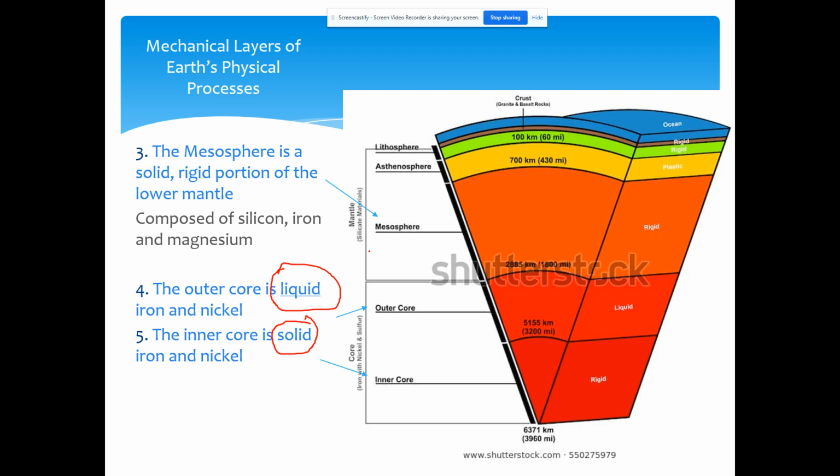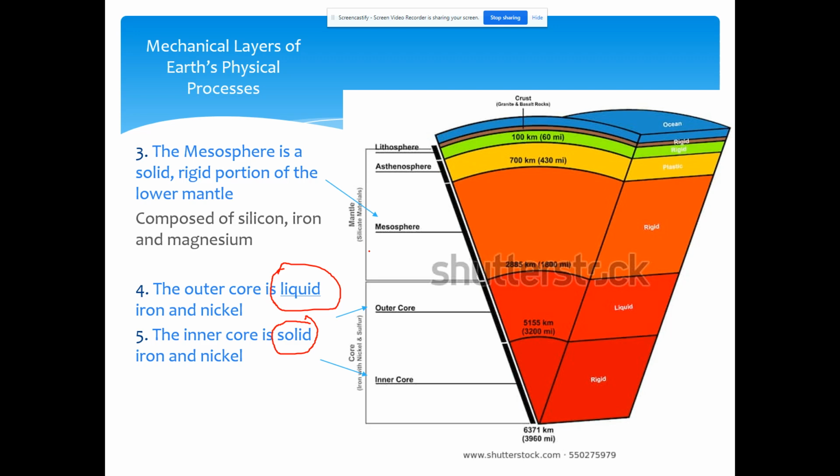So those are the 5 mechanical layers of the Earth. You've got the lithosphere, the asthenosphere, the mesosphere, the outer core, and the inner core that make them up. Now, a lot of people would think, well, if we haven't really gotten very far past the lithosphere, how do we know about all of those inner layers?